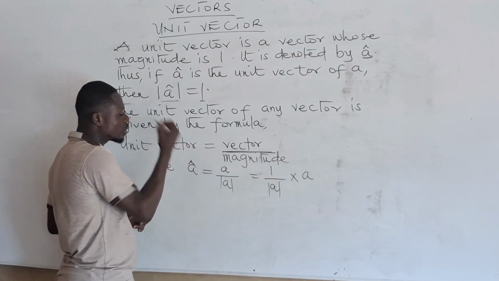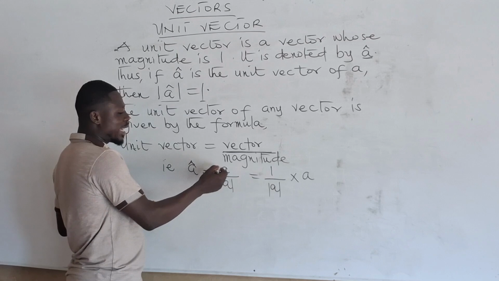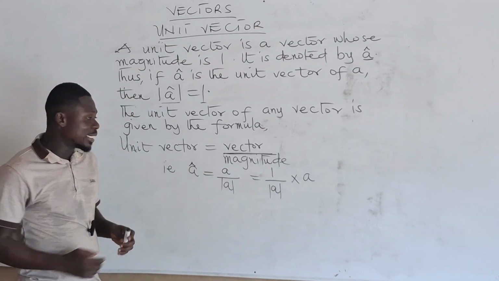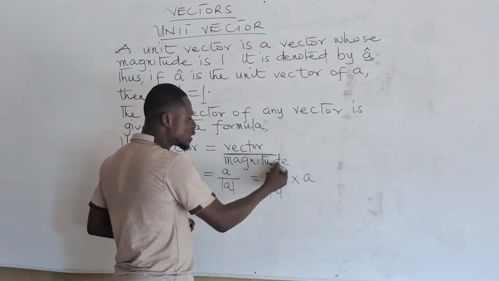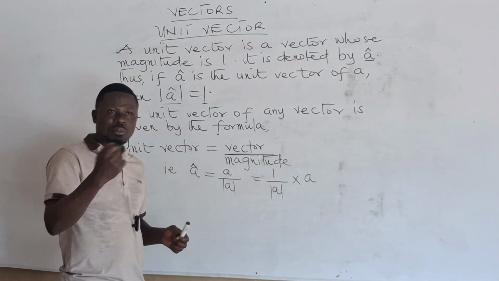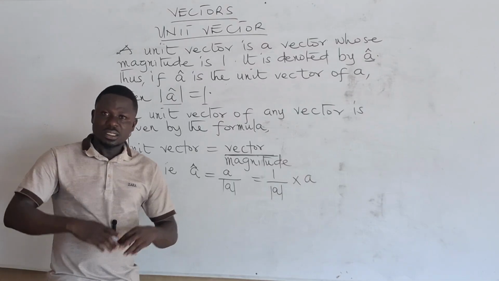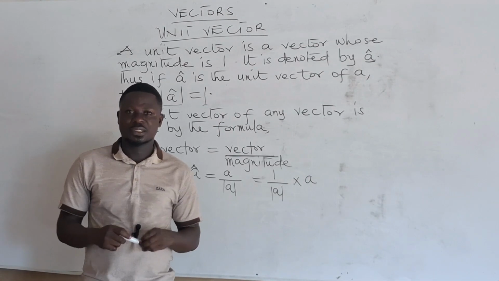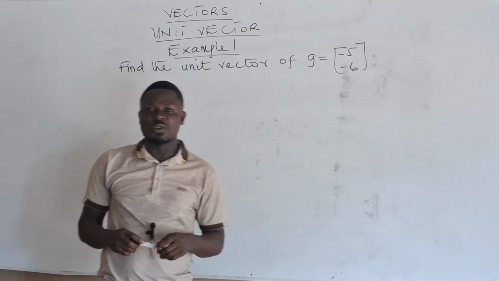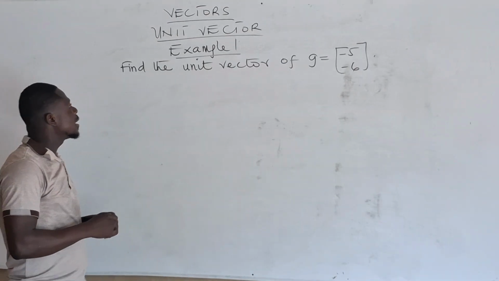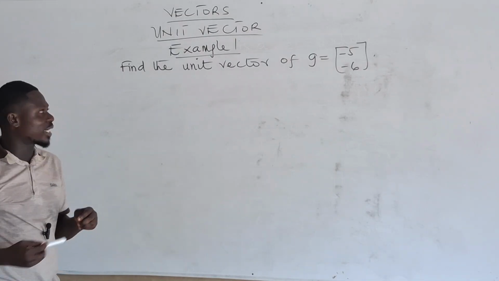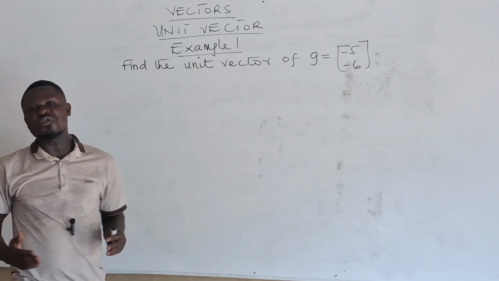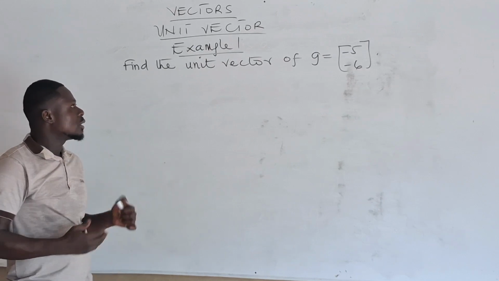A cap will be equal to A divided by the magnitude, so A on its magnitude, or we can use 1 on the magnitude of A multiplying the vector A. That is how the unit vector of any vector is found. We have the first example for today. The example is: find the unit vector of vector G, which is equal to -5, -6. So how do we find the unit vector of this vector?